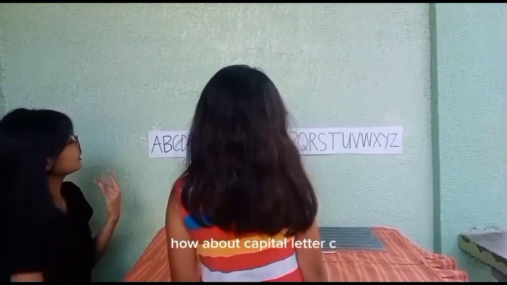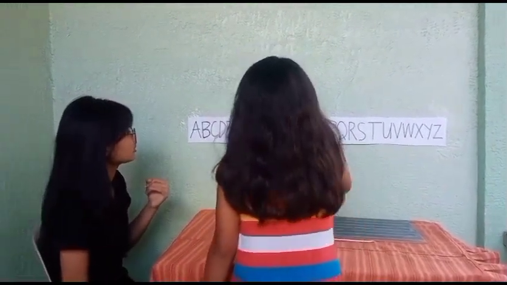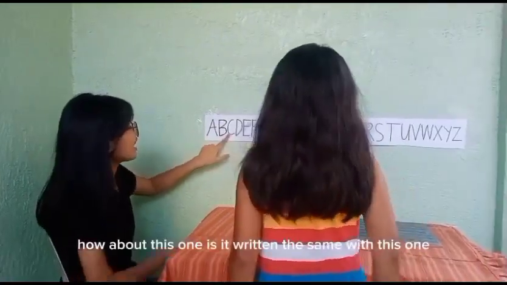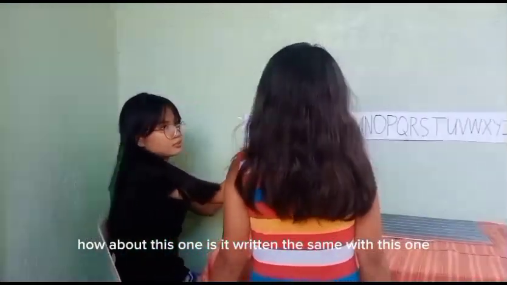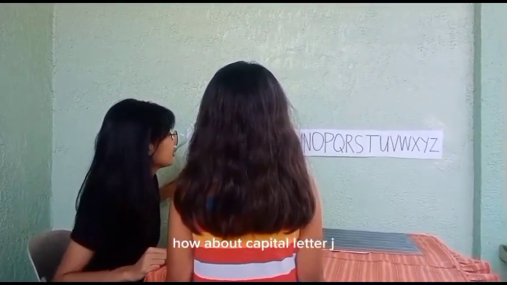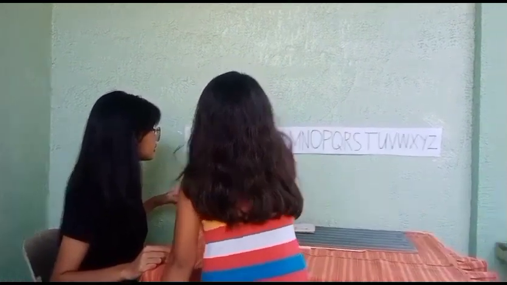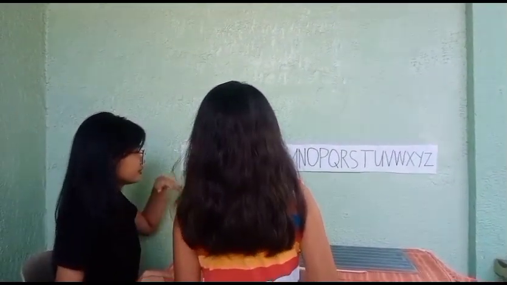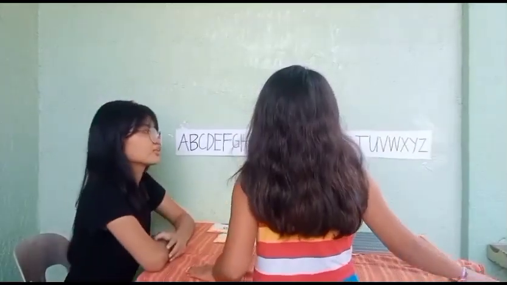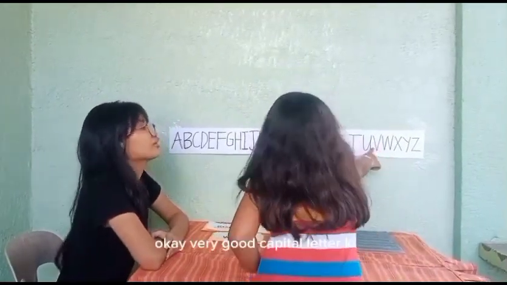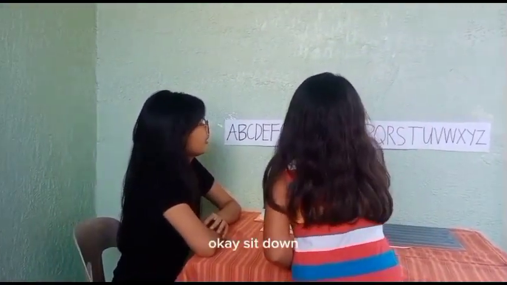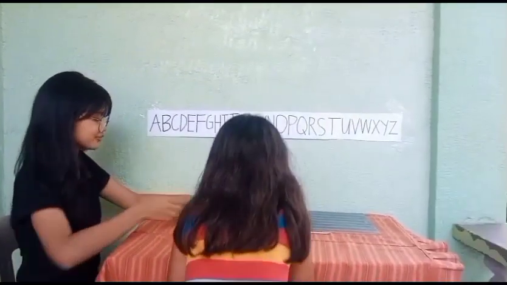How about capital letter C? Where's capital letter C? How about this one? Is it written the same with the small? Okay, so it is. How about capital letter J? Capital letter V? Where's capital letter V? Okay, very good. Capital letter K. Very good. Okay, so sit down.